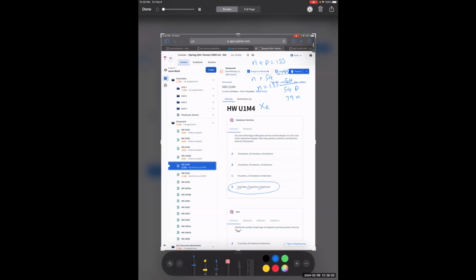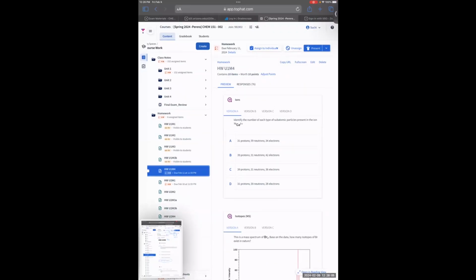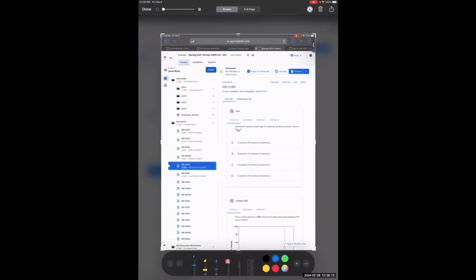Okay, moving on to the next question. Identify the number of each type of subatomic particle present in the ion gallium 3+. Remember, the number on the top left corner is the mass number, meaning the number of protons plus neutrons, right? So protons plus neutrons is 70. And for gallium, if you go to the periodic table and locate Ga, the atomic number is 31, meaning it has 31 protons.